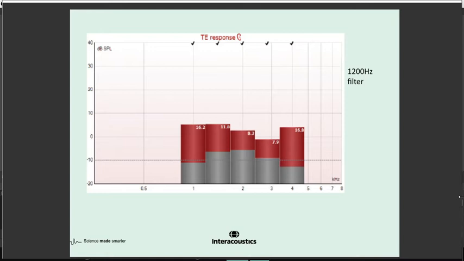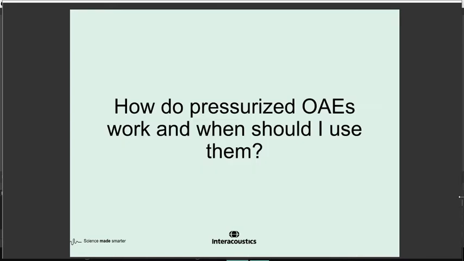Now, really what we should do in that situation is move to a quieter environment, settle the patient more. But in those situations when you can't do that, then apply a bit of extra filtering.